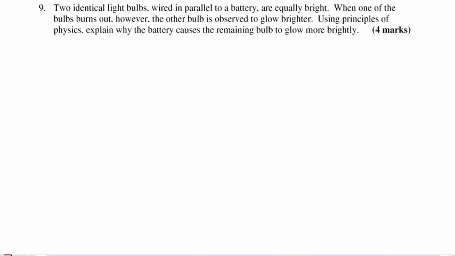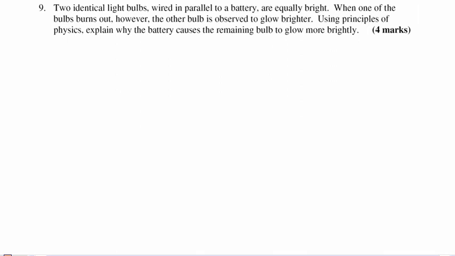That's kind of counterintuitive. The idea of parallel circuit says that shouldn't happen, that actually the current should just come down to half and the remaining light bulb should be as bright as it was before, but for some reason this one's getting brighter. So use principles of physics, stuff we learned this year, to explain why the battery causes the remaining bulb to glow more brightly.